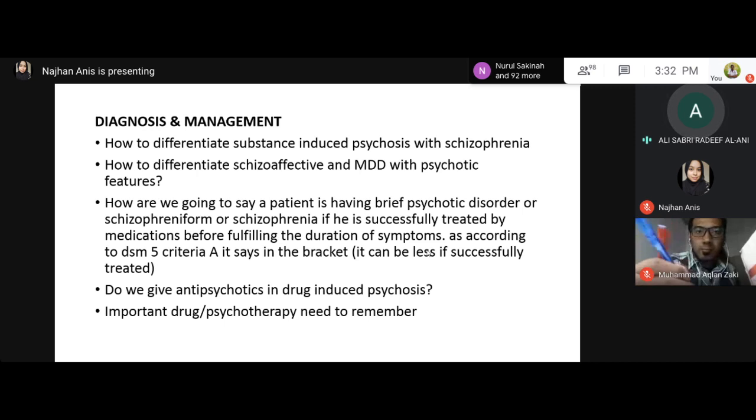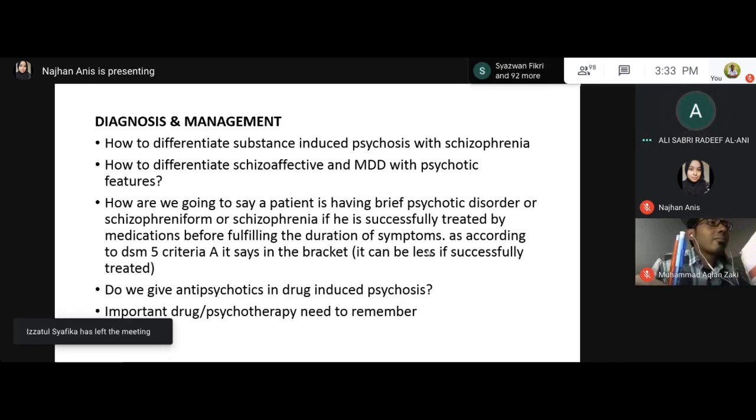Now, how can we differentiate between schizoaffective and MDD with psychotic features? The same thing is to apply the DSM-5 criteria for each diagnosis. In schizoaffective, we must have the psychotic features for at least 2 weeks without mood symptoms. This is the point. In MDD with psychotic features, the psychotic features can be mood incongruent. And in schizoaffective, we have criterion A of schizophrenia concurrently with the mood episode.